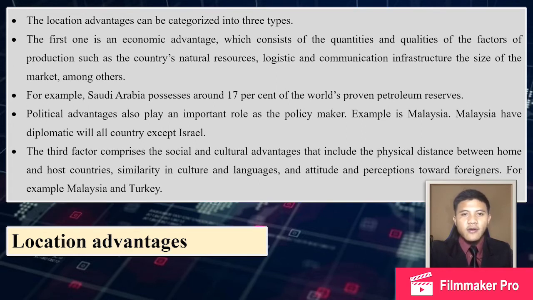And the third factor comprises the social and cultural advantages that include the physical distance between home and host countries, similarity in culture and language, and attitude and perceptions toward foreigners. For example, Malaysia and Turkey. Malaysia and Turkey have the same religion and culture. They also eat halal foods. As Muslims, the attitude is the same, such as being a good person and respecting each other.